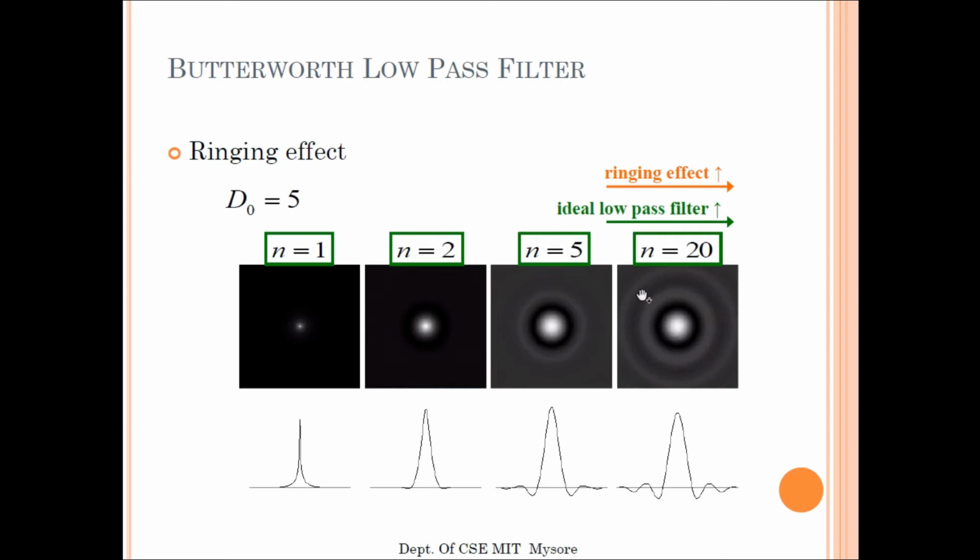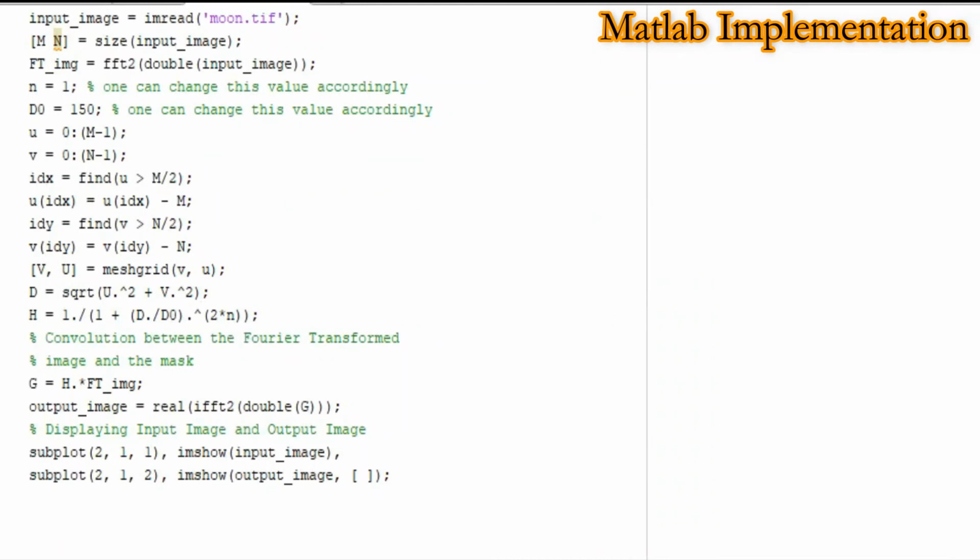Okay, this blurred circle is called the ringing effect. Just now I explained the concept of the Butterworth low pass filter. In the Butterworth low pass filter, we specify the order. Now here in this program is the MATLAB implementation.